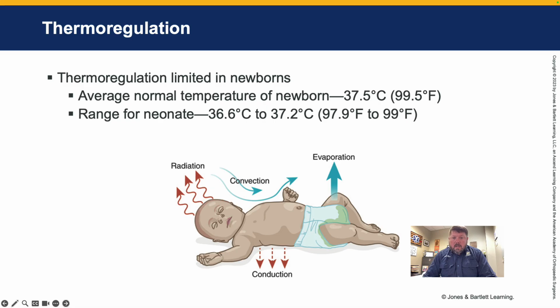Thermoregulation. Thermoregulation is very limited in a newborn. The average normal temperature of a newborn is around 99.5 Fahrenheit or 37.5 Celsius. The range for a neonate is 97.9 Fahrenheit to 99 Fahrenheit.